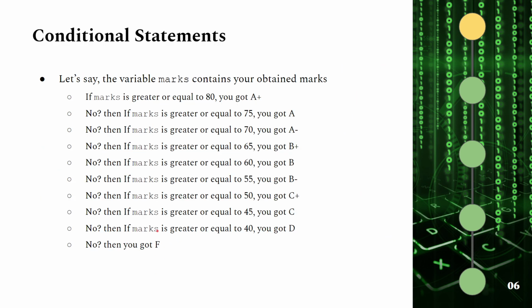Now let's say the variable marks contains your obtained marks. In the previous slide it was only said; now I am assigning a variable called marks that contains your obtained marks. Now look at this. If marks is greater or equal to 80, you got A plus, right? No, your marks is not greater or equal to 80. Then if marks is greater or equal to 75, you got A. And hence you go through all these lines. By the end we have this whole scenario.